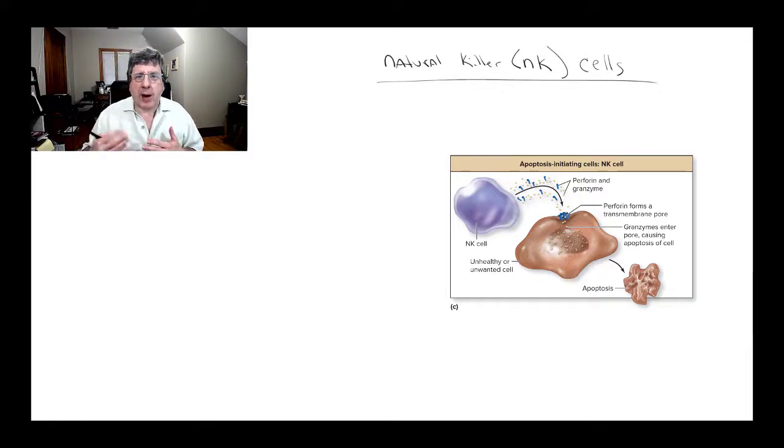Unlike macrophages or neutrophils or dendritic cells, natural killer cells don't phagocytose something. What a natural killer cell does is it comes into physical contact with another cell or another structure, and it kills it that way. So let's look at how it does that. So here we have a picture of a natural killer cell. Again, this is a lymphocyte, so it kind of looks like a lymphocyte in this case.